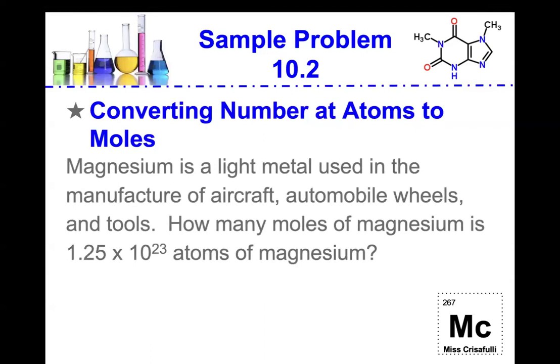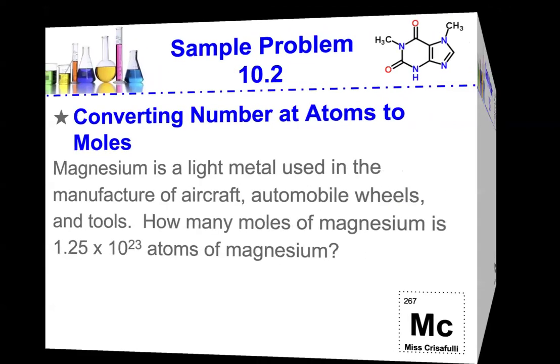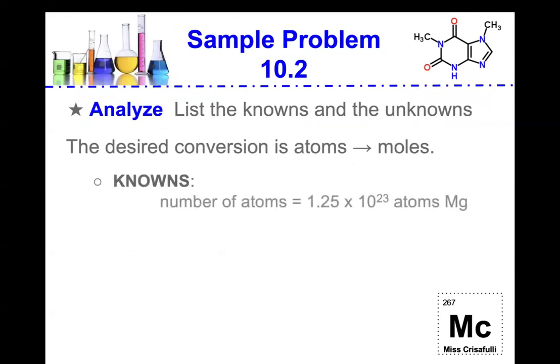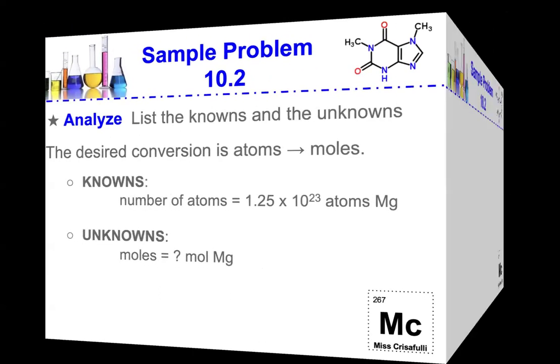Magnesium is a light metal used in the manufacture of aircraft, automobile wheels, and tools. How many moles of magnesium is 1.25 times 10 to the 23rd atoms of magnesium? We'll list the knowns and the unknowns, and we first start with the desired conversion here, that we want to go from atoms to moles. We know the number of atoms, that they give us 1.25 times 10 to the 23rd atoms of magnesium, and the unknowns are the number of moles. So we want to go from atoms of magnesium to moles of magnesium.